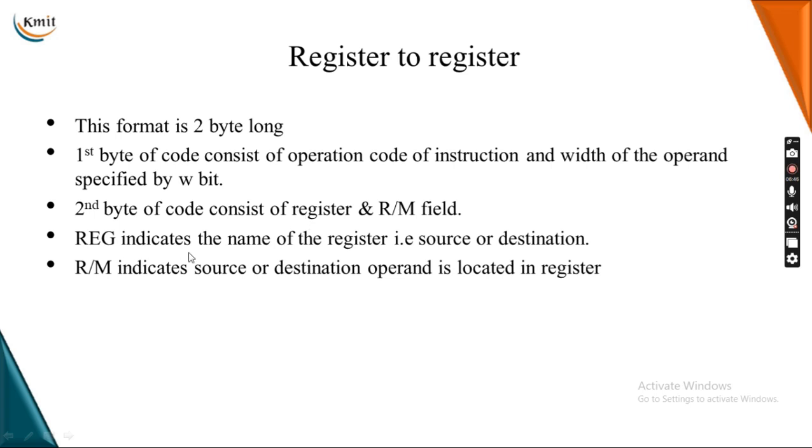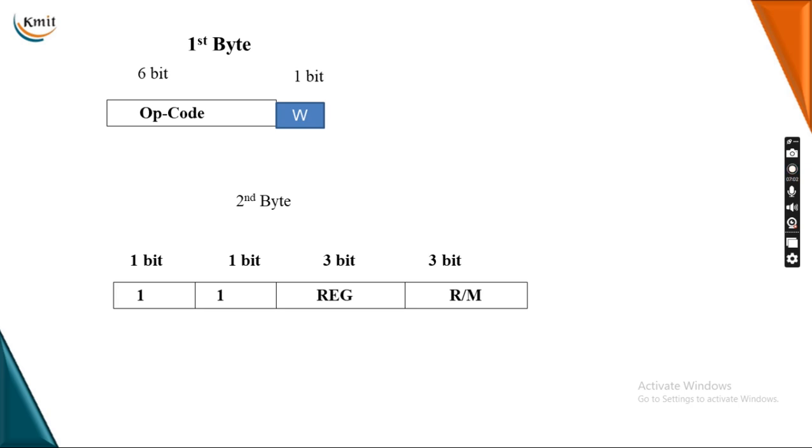Register indicates the name of the register, whether it is a source or destination. R/M indicates that the source or destination operand is located in a register. See here, 6 bits plus one direction bit and one W bit make 1 byte. The second byte consists of the register 3 bits and R/M 3 bits.